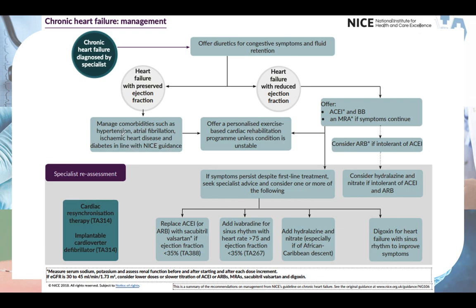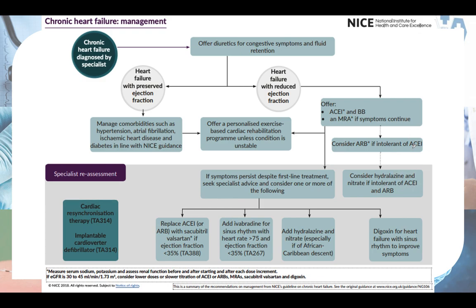So you manage comorbidities, and offer a personalized exercise-based cardiac rehab program unless the condition is unstable. And if heart failure with reduced ejection fraction, you order ACE inhibitor and beta blockers. These are the first line drugs, as I mentioned just now, and mineralocorticoid receptor antagonists if symptoms continue. And as I said just now, consider angiotensin receptor blocker, the sartans, if intolerant of ACE inhibitor. This is what you can give in primary care. If all this doesn't work, you have to seek specialist advice, refer them to a specialist.